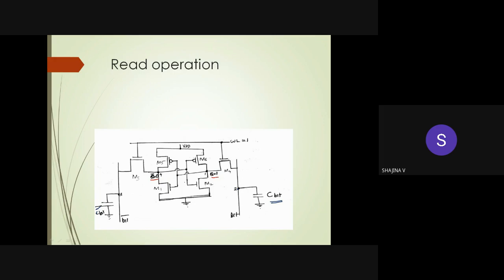Okay, so Q is equal to 1, Q bar equal to 0 indicates that the data stored in the memory cell is logic 1.